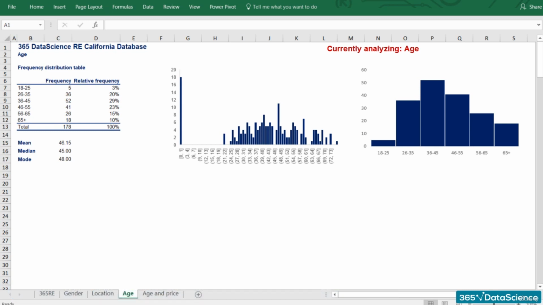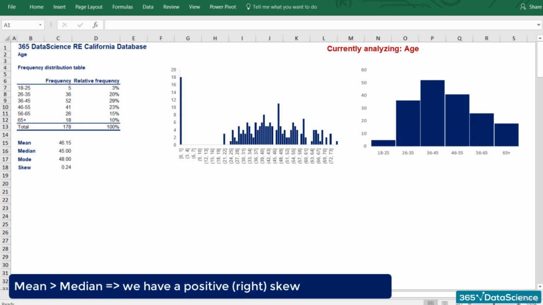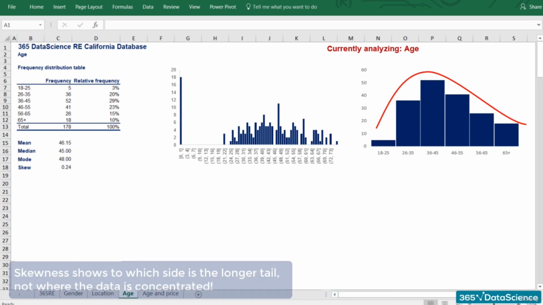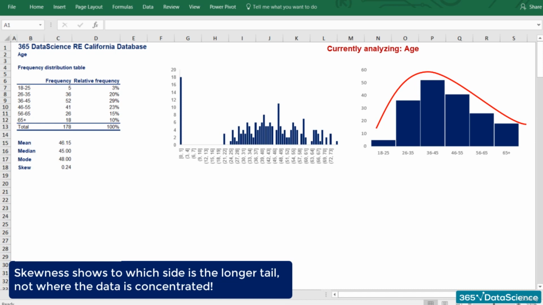Moreover, when the mean is higher than the median, we have a positive or right skew. This is confirmed by our histogram. Now is the time to remind you that skewness shows to which side is the longer tail, and not where the data is concentrated.